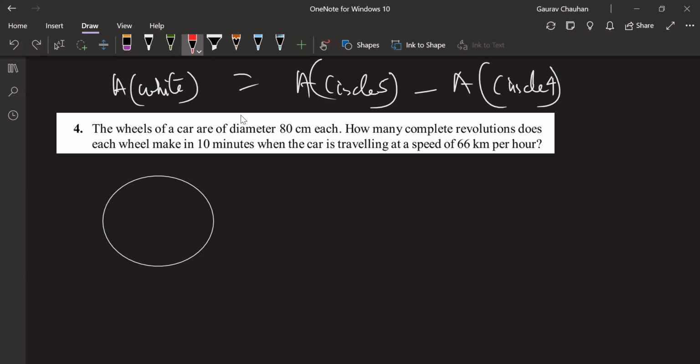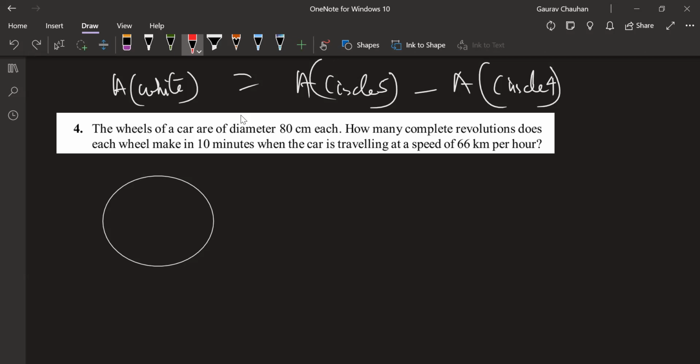Does anyone want to come help Tulsi here? Which distance do you think we should find? Yes, MG. Sir, the distance where they will reach after 10 minutes. Fantastic. That's what we'll find. That's the total length traveled.